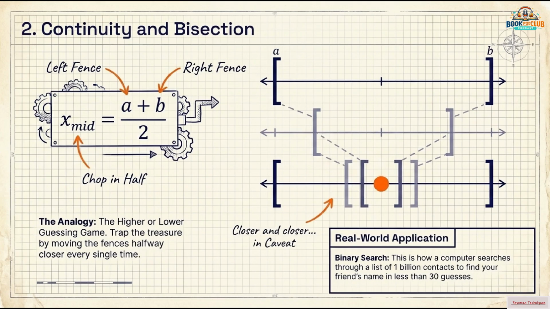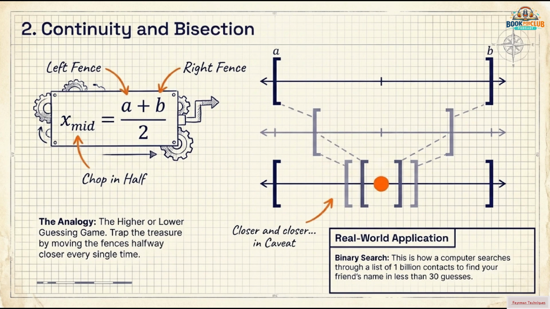So for our 12-year-old explorer, the analogy here is the higher or lower guessing game, using fences. I love the fences analogy. Right. So imagine you have a massive, miles-wide field. You could put up a left fence and a right fence, and you know for a fact the treasure is somewhere between them. Right. The treasure's trapped. So you just walk halfway between the fences to the exact midpoint. And you basically ask your compass, is the treasure to my left or my right? And if it's to the right? You pick up the left fence, carry it to where you're standing, and put it down. Boom. Your search area is permanently cut in half. And you just keep doing that. Yeah, you keep trapping the treasure by moving the fences halfway closer every single time.